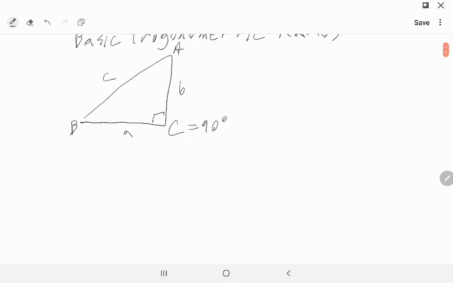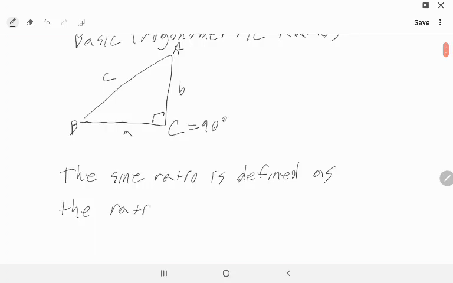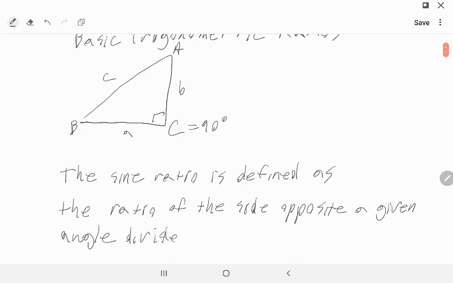So we define the sine ratio. The sine ratio is defined as the ratio of the opposite side, the side opposite a given angle, divided by the hypotenuse.